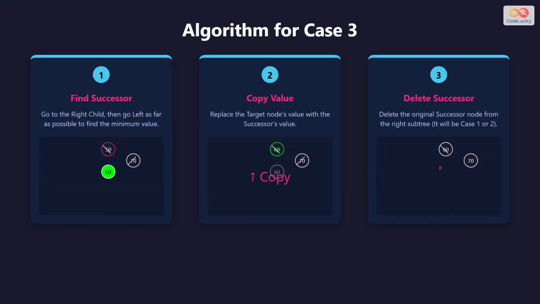Here is the 3-step algorithm. First, find the in-order successor by going to the right child and then all the way left. Second, copy the successor's value into the target node. Finally, delete the original successor node from the right subtree. Since the successor is always a leaf or has 1 child, it is easy to delete.